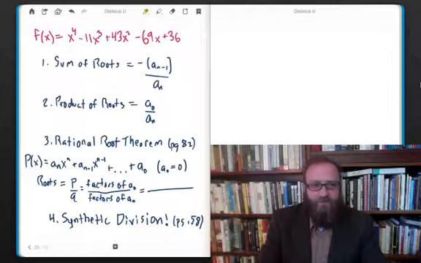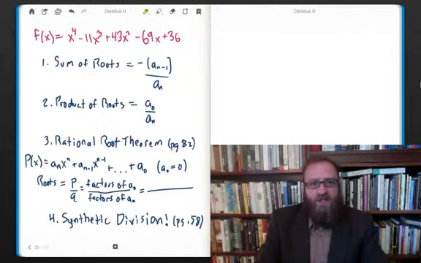Today we're going to take a look at synthetic division. We're going to look at a fourth degree polynomial and see what we can figure out. So let's get started. I've already got the function up here on the big board. I'll read it out loud. f of x equals x to the fourth minus 11x cubed plus 43x squared minus 69x plus 36.